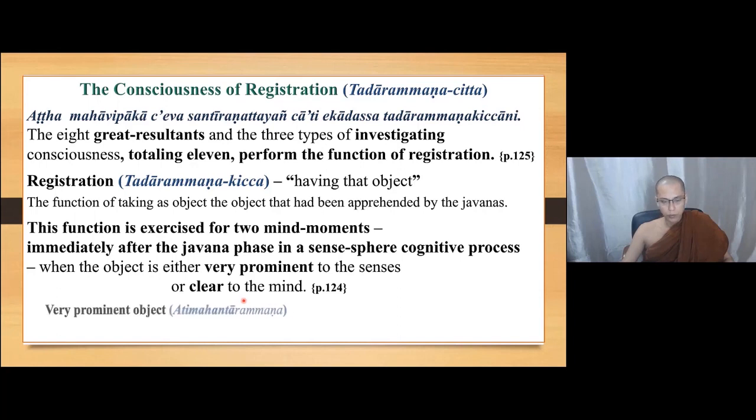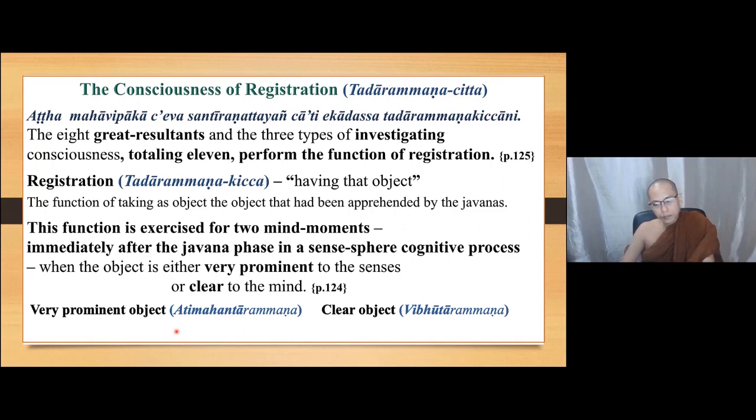So we have to know the two kinds of object by which Tadarammana, or the registration mind moment, can arise. One is the very prominent object, Atimahanta arammana. The second is the clear object, Vibhuta arammana. These are the points we have to keep in mind in the study of registration.